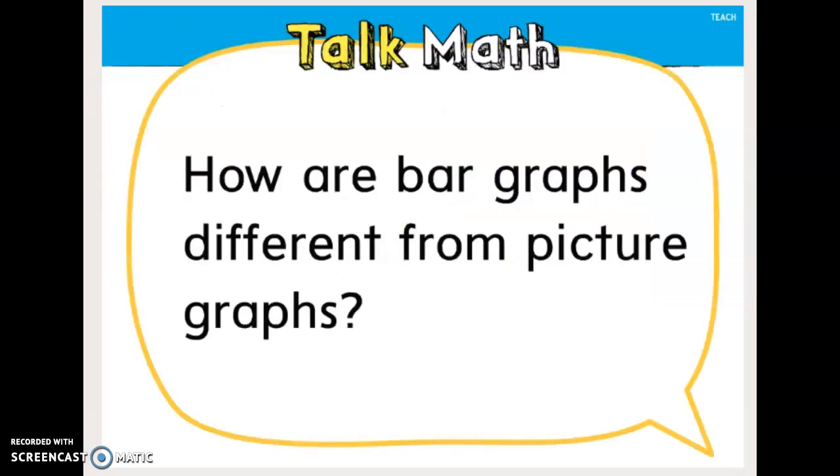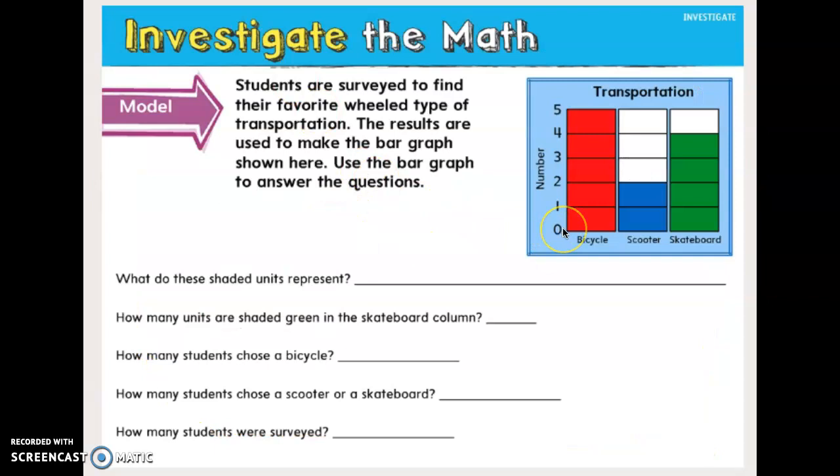All right, so how are bar graphs different from picture graphs? Bar graphs use bars, picture graphs use pictures. So now we're going to take a look at how we can use bar graphs to answer our questions. So this was our survey. They were surveyed to find their favorite type of wheeled transportation: bicycle, scooter, and skateboard. We're going to use this graph to answer our questions here.